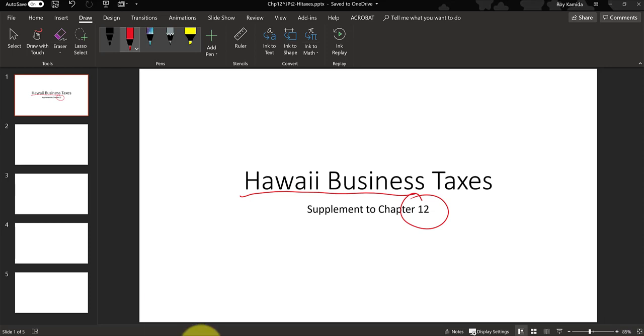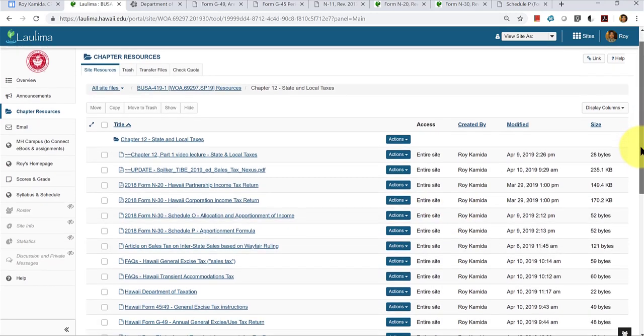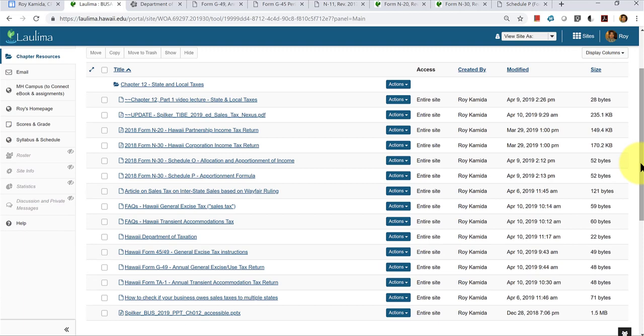If we take a look at the Laulima chapter resources folder for chapter 12, we have links here for lots of different tax forms for Hawaii, and this is just a sample of some of them. In the case of the general excise tax, a lot of people call it by mistake a sales tax. There's an introduction to that tax. It's a brochure, and a similar one for the Hawaii transient accommodation tax.